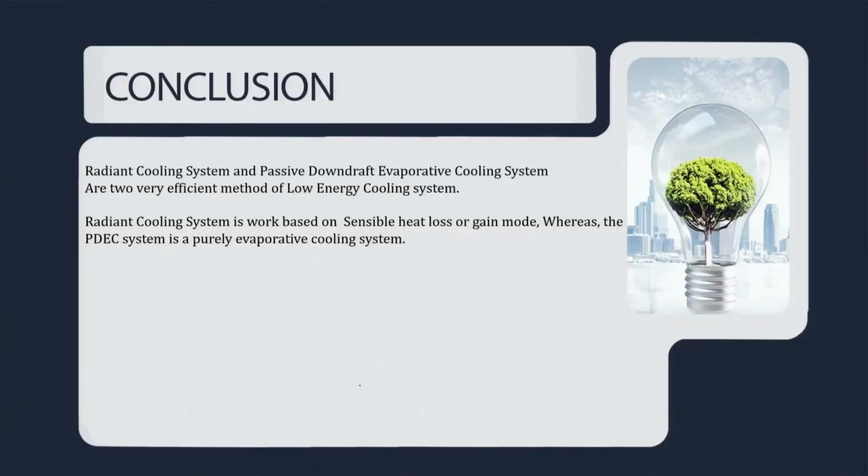So, in conclusion, we must say that the radiant cooling systems and the passive downdraft evaporative cooling systems are two very efficient methods of low energy cooling, but definitely we have to look into where I should go, should I adopt this particular thing, what is the COP value and all. The radiant cooling system works based on sensible heat loss or gain, sometimes by sending hot water, whereas the PDES system is a purely evaporative cooling system.